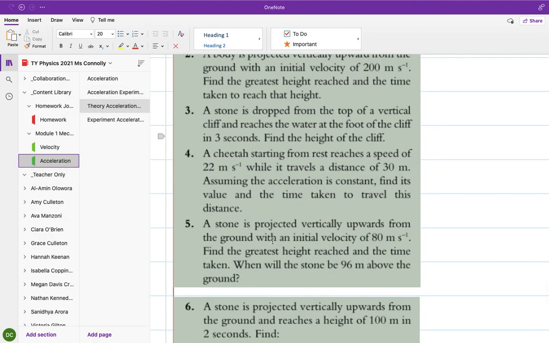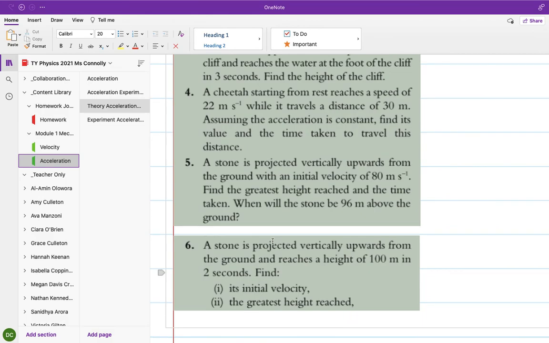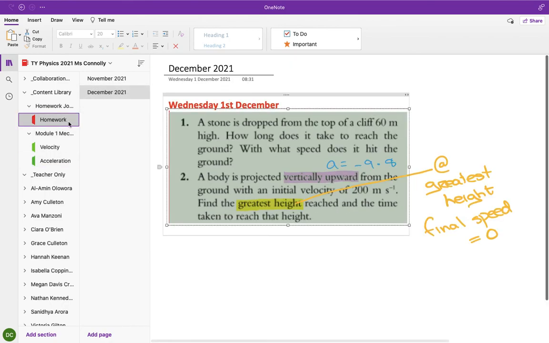I did have one more. From the ground reaches 100 meters. There, 6. Sorry, I knew I had 3 that I wanted you to do. So there's the 3.